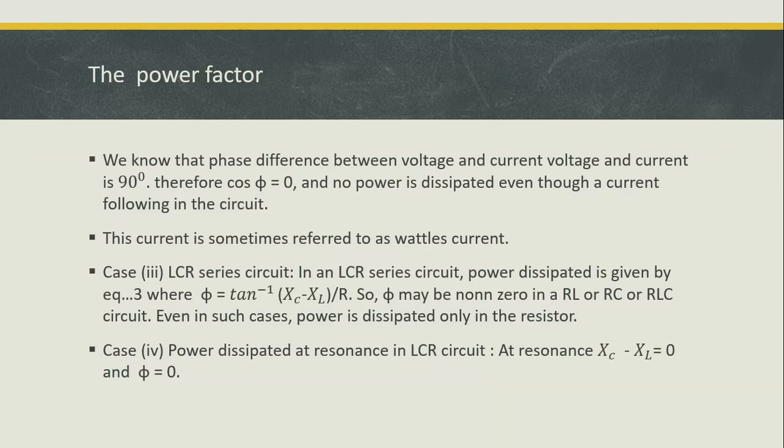Therefore the value of cos phi is equal to 0, and there is no power dissipated even though a current is flowing in the circuit. This current is sometimes referred to as a wattless current. Okay, this current is known as the wattless current.